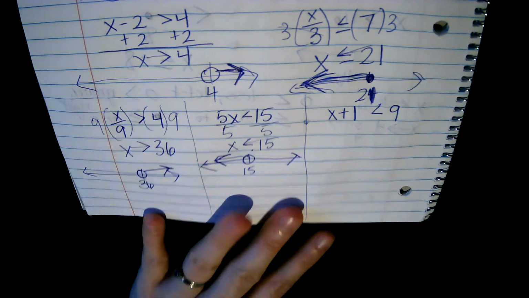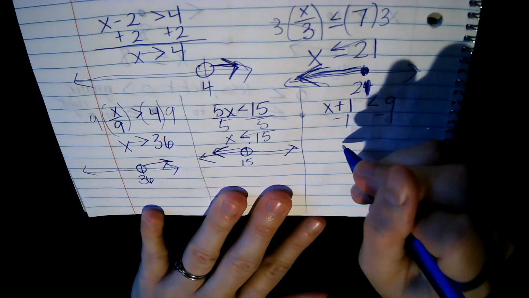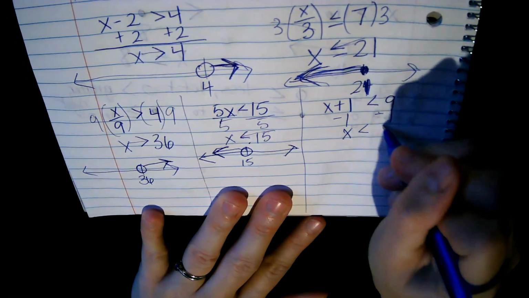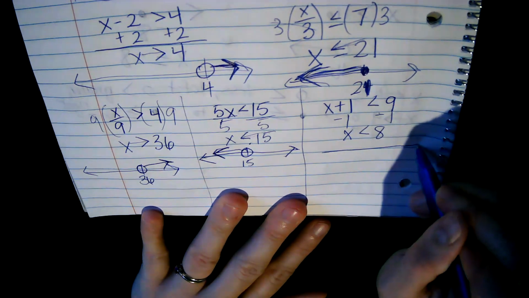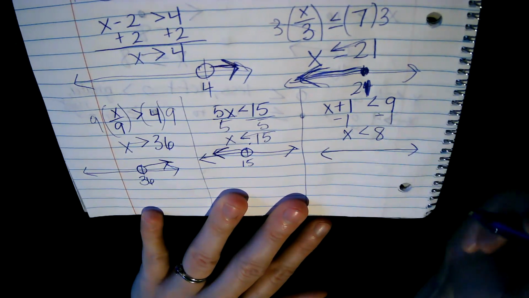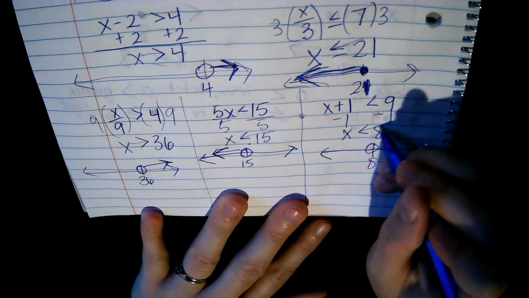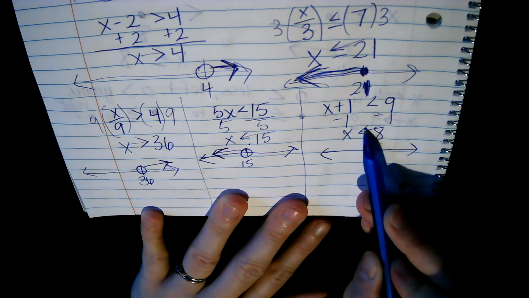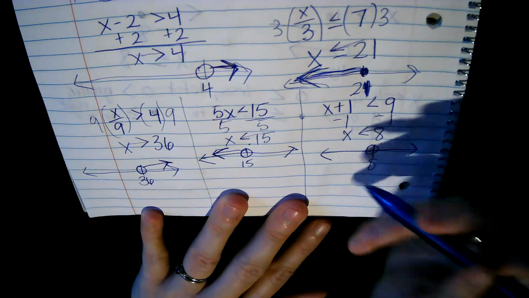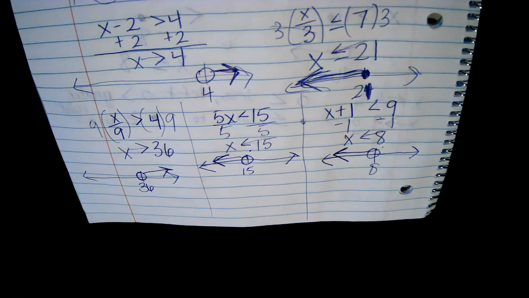Alright, pause your video, try that last one. Remember, you're going to undo the addition with subtraction, so you end up with x is less than 8. Remember, if it was equal to, it would be closed, because it could possibly be that number. But since it's not, it's open at the 8. And again, see how if I drew a line right from my less than symbol, it would be an arrow to the left. So we are going to draw our arrow to the left. Alright, hopefully that's another easy one today.